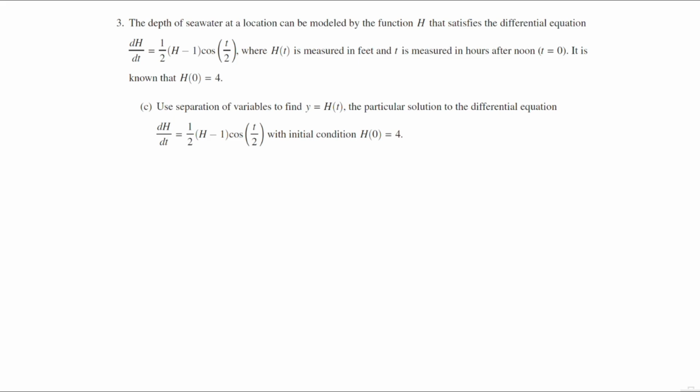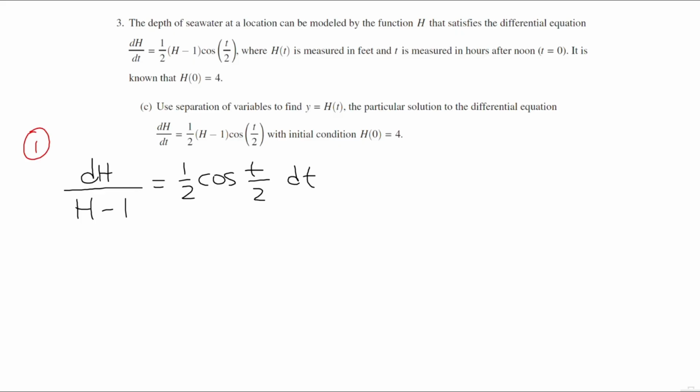So most of the other parts of FRQs are not worth that much. So we'll use our separation of variables to start with, and that's worth a point right off the bat, just separating the variables. So if you don't even know what to do beyond that, just separate them. Keep your dh on the left and divide by your h minus 1. And then keep your 1/2 over here if you want to. You could bring it to the other side. It doesn't really matter, but we'll leave it on that side. And then just bring your dt to the right-hand side. So that right there is already worth 1 point. And there's no reason anybody should not get that singular point.